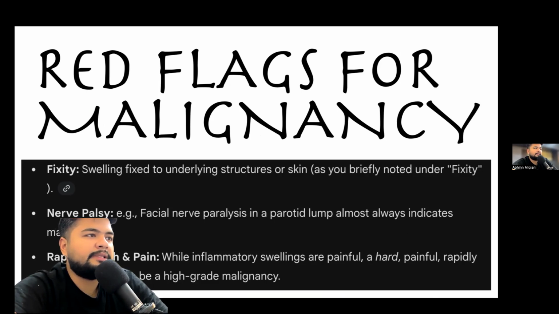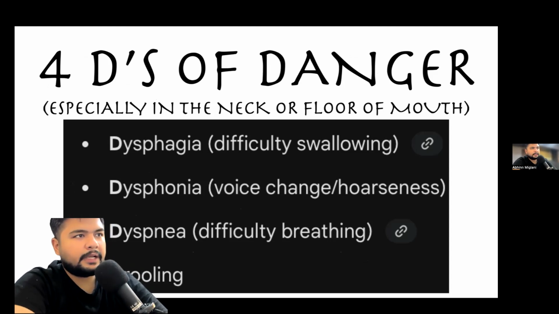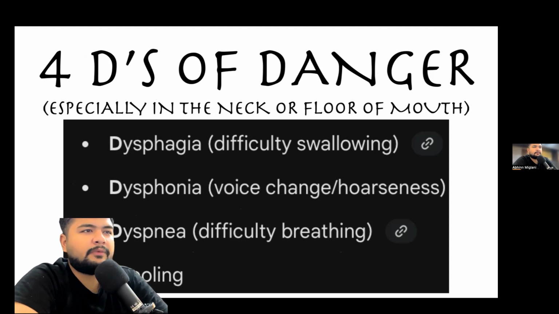Red flags for malignancy. First, fixity: swelling fixed to underlying structures or skin. Nerve palsy, for example, facial nerve paralysis in a parotid lump, almost always indicates malignancy. Rapid growth and pain: while inflammatory swellings are painful, a hard, painful, rapidly growing mass can be a high grade malignancy. The 4 Ds of danger, especially in the neck or the floor of the mouth: dysphagia, difficulty in swallowing; dysphonia, voice change or hoarseness; dyspnea, difficulty breathing; drooling.